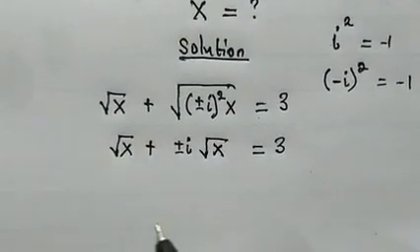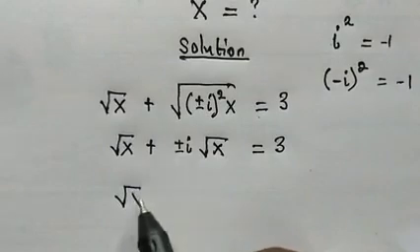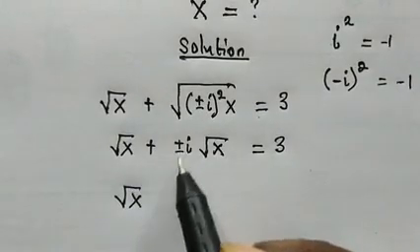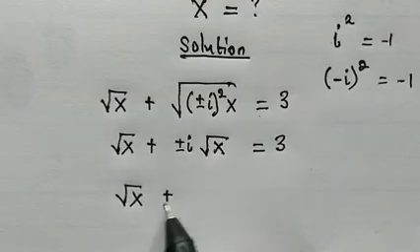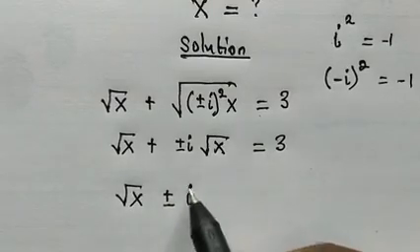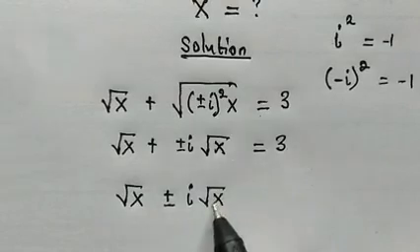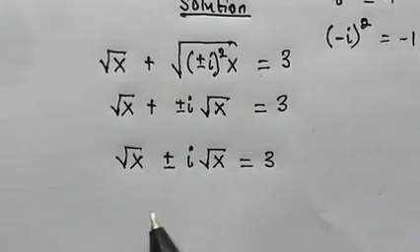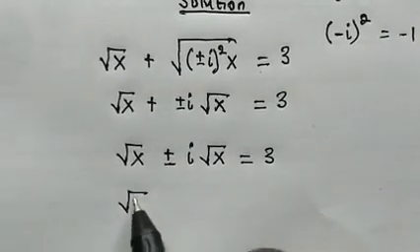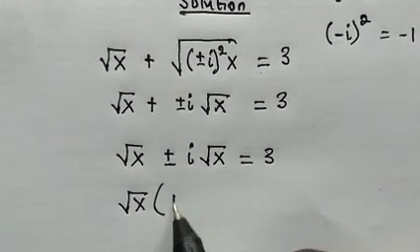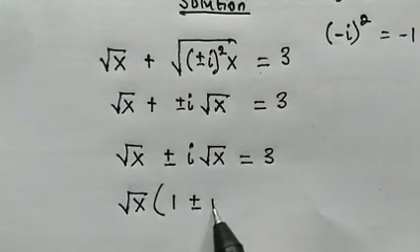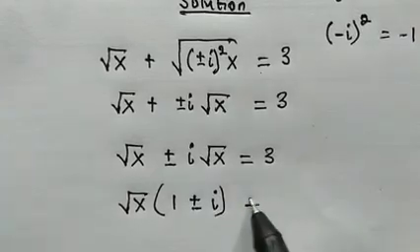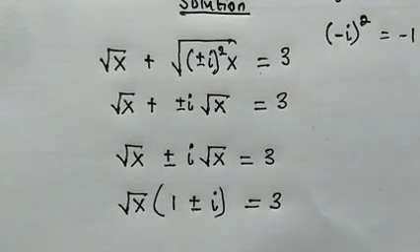Okay, so from here now we have the square root of x, plus or minus i times the square root of x, then this is equal to 3. Now factor out the square root of x, which is common. Then we'll be left with 1 plus or minus i, then this is equal to 3.